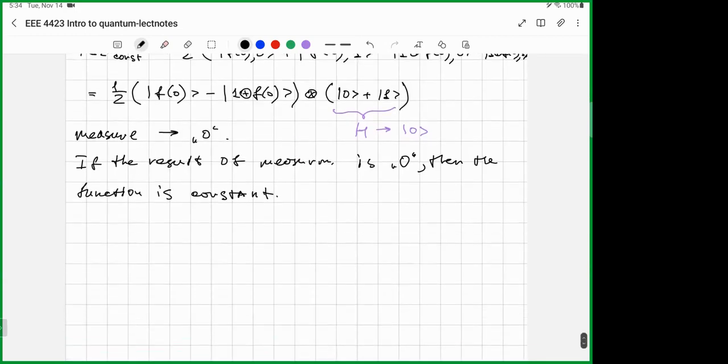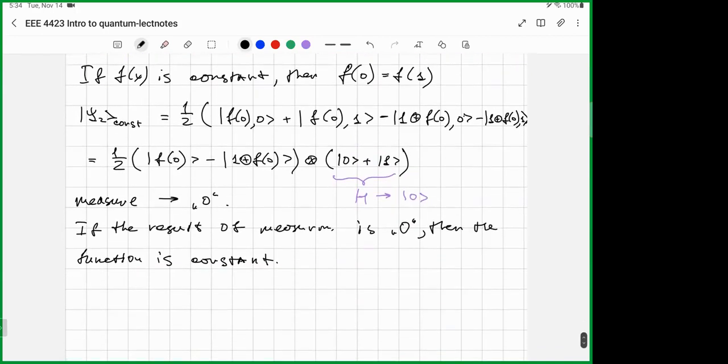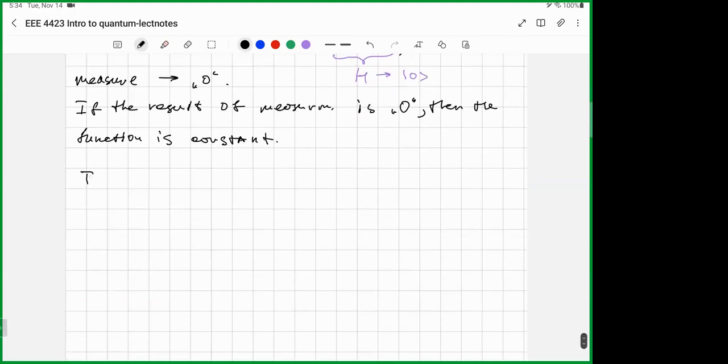Okay, so this is the first option. We have another one. We have the option if the function is balanced. So on the contrary, if the function f of x is balanced, that is f of 0 is not equal to f of 1.